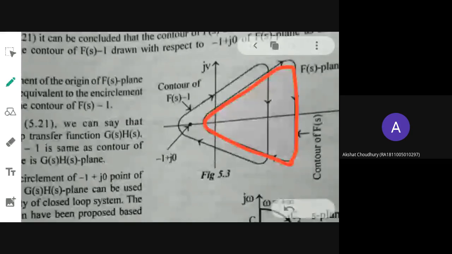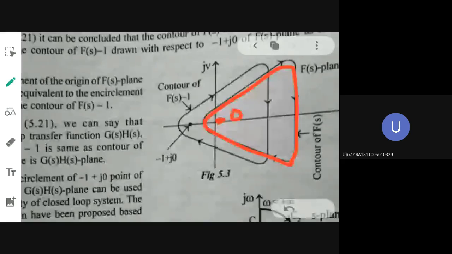Usually we will relate the location of poles and zeros in the S plane to the encirclement of what point by the f of s contour? The dotted point is showing what point? Origin. Okay, that is when it comes to relating S plane points to the f of s plane contour.